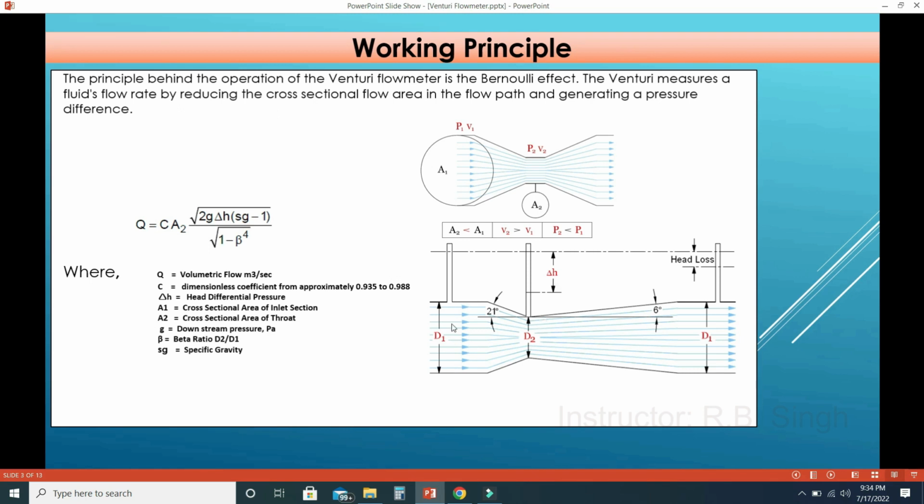So fluid will be passed from this inlet side to outlet side and by these two tapping, one is HP and second one is LP, we can get this differential pressure. This differential pressure will be sensed by a DP transmitter and that value can be converted in flow.